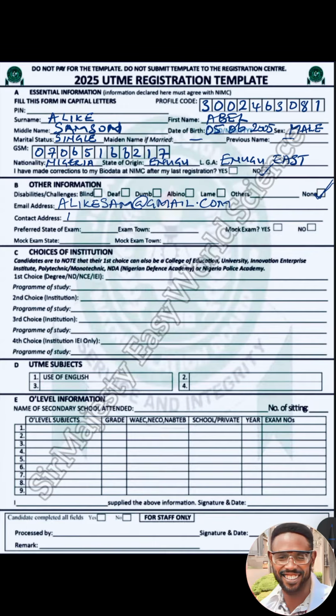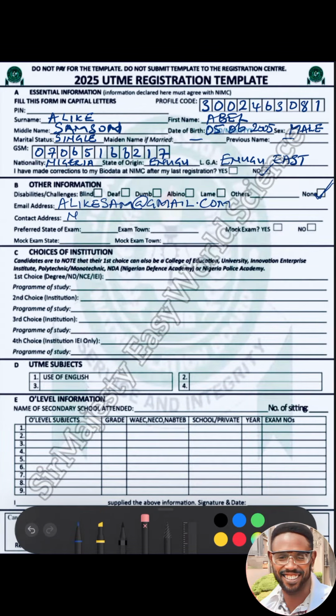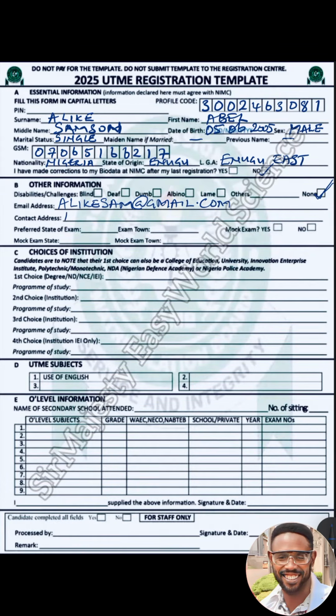And contact address, you write your address. Maybe number. Putting number is so funny, because if you say 10, 10 is already a number. Maybe 10 Ude Street, Amankwo, Nsukka.